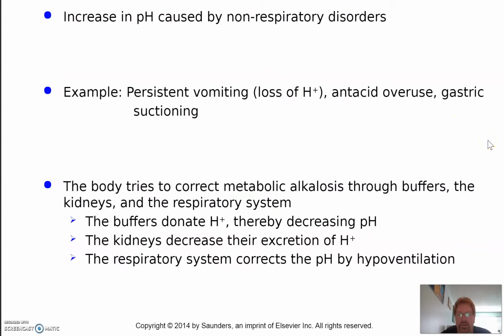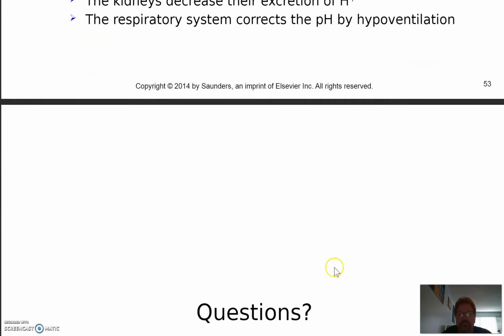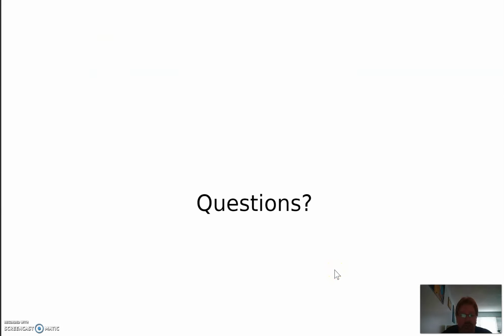The body tries to correct metabolic alkalosis through buffers, the kidneys, and the respiratory system. The buffers donate hydrogen, thereby decreasing pH. Kidneys decrease their excretion of hydrogen. The respiratory system corrects the pH by hypoventilation. We did it. All right.